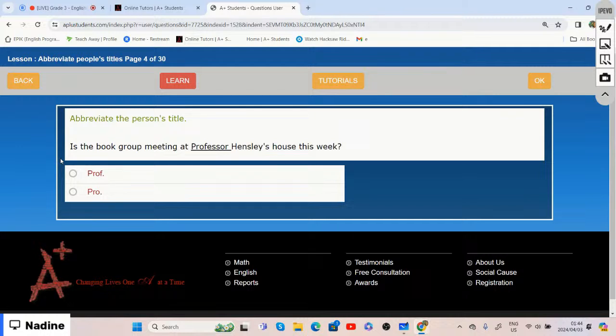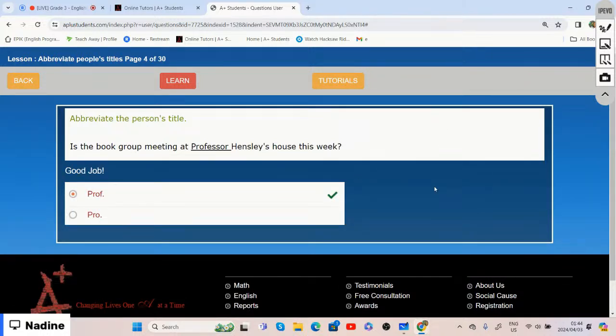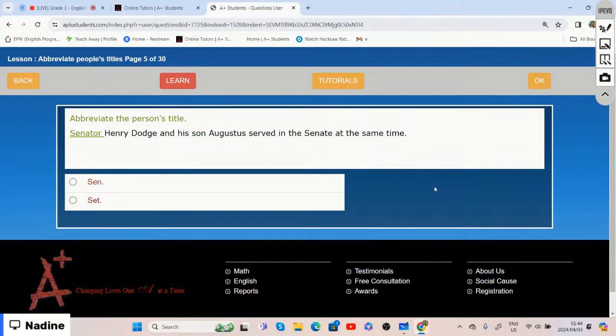All right, and if we choose the correct one, we can say professor is prof, right? All right, let's do the last one before we end off. Senator Henry Dodge and his son Augustus served in the Senate at the same time. So, senator, is senator sen or is it sit?